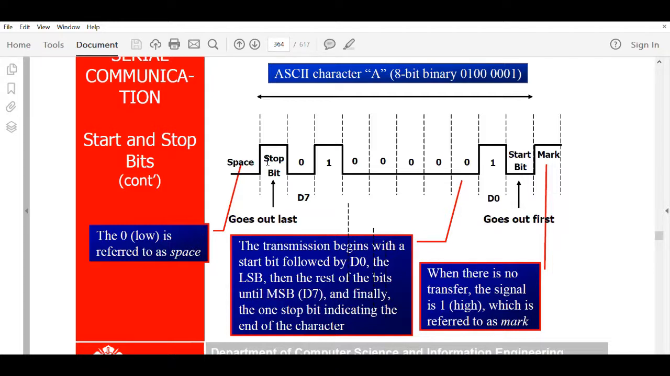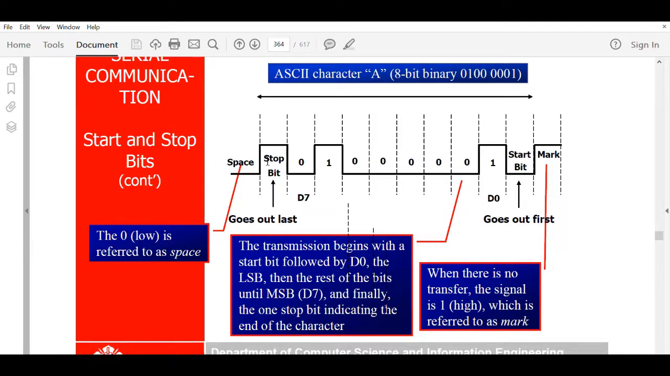First the start bit, then the 8 bits which are the actual data, then the stop bit. The start bit is a 0, so the first bit you transmit is a 0. That is the start bit. The next 8 bits are the actual data. Then you have a 1, which is the stop bit.